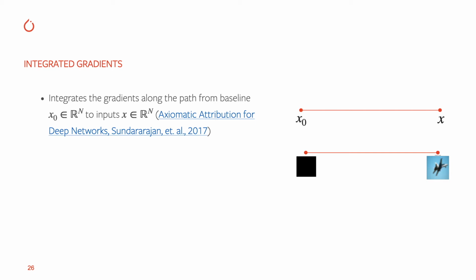In this case, on this slide, the baseline is a black image and the original input is a plane. The baseline doesn't have to be a black image. In the case of images, it can be a white image, or the average of white and black, or it could also be a random image. In the case of integrated gradients, we integrate the gradients along the straight line across all n samples from baseline to input.